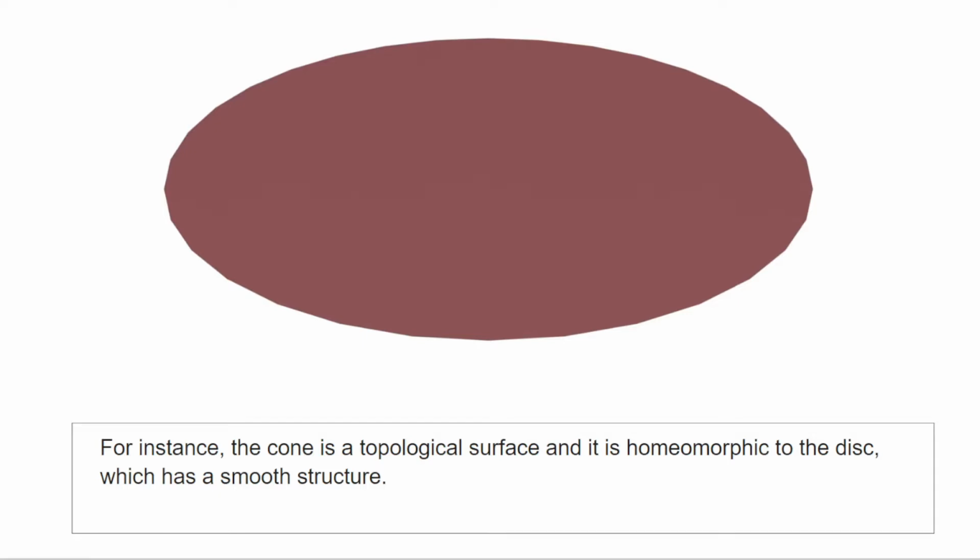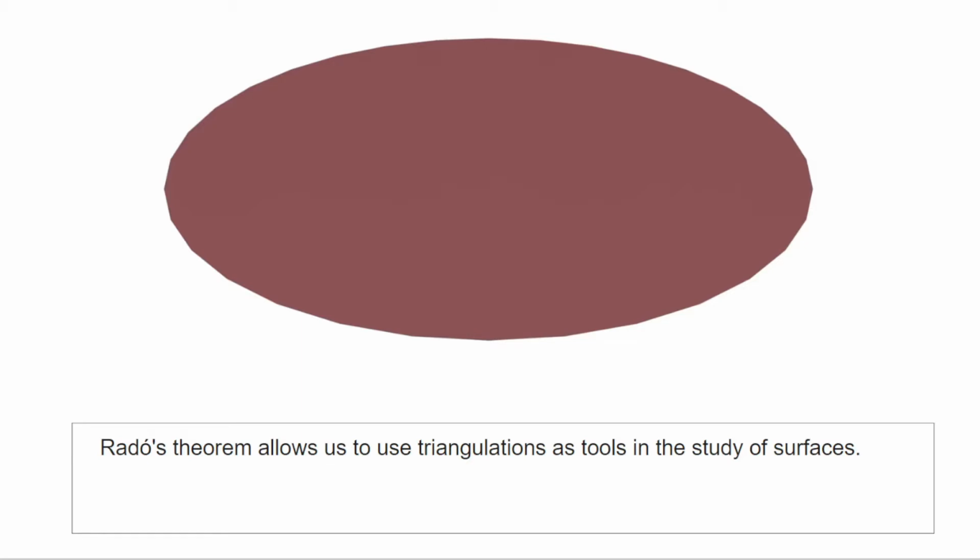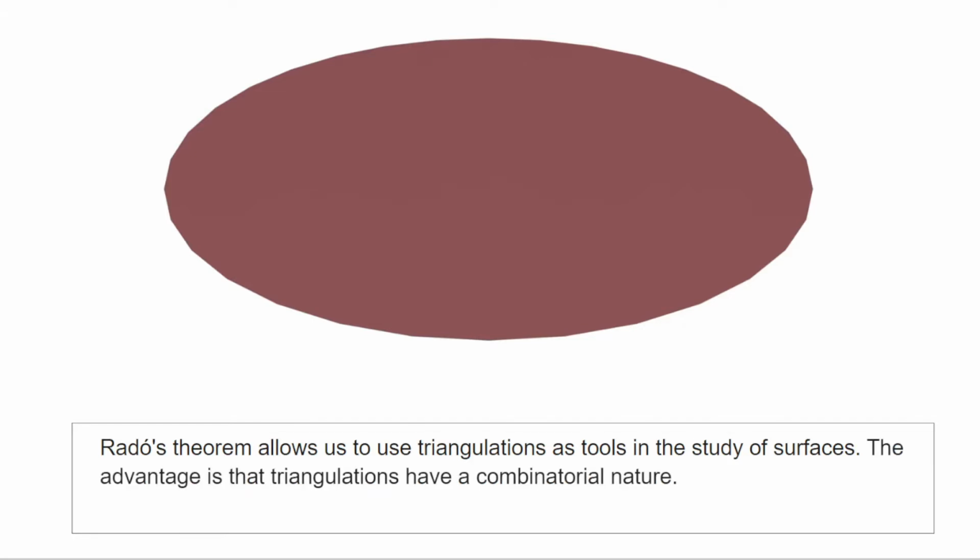Rado's theorem is extremely useful because it allows us to use different techniques to study surfaces. Namely, by assuming that we have a smooth structure, we're able to do analysis on our surfaces, and by assuming that we can triangulate, we're able to carry out combinatorial arguments. This latter perspective is what we're going to explore further in this video.